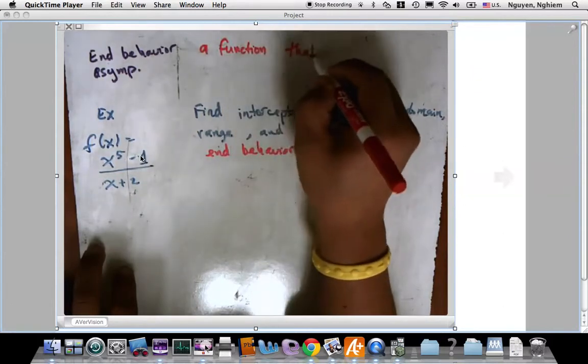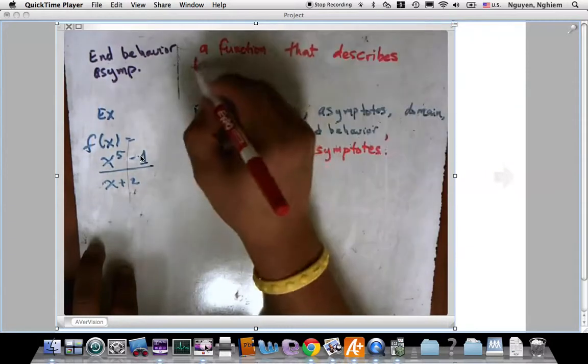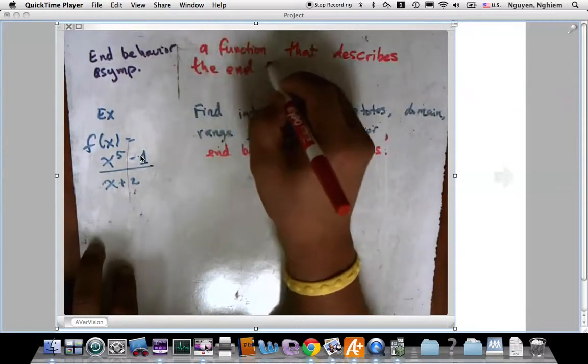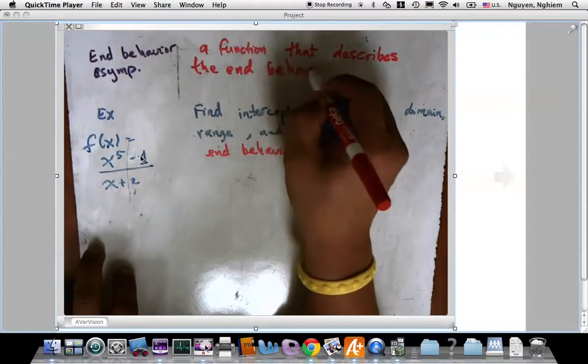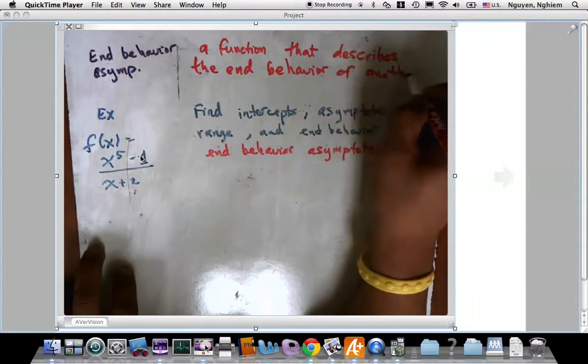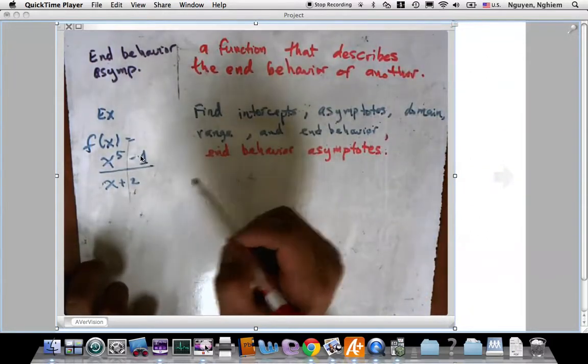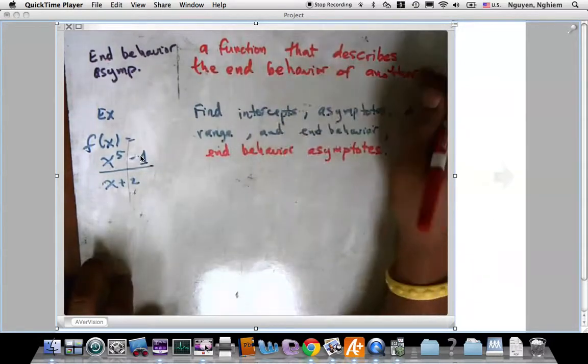So an end behavior asymptote is a function that describes the end behavior of another function. Okay, so the end behavior asymptote is a function that describes the end behavior of another function.